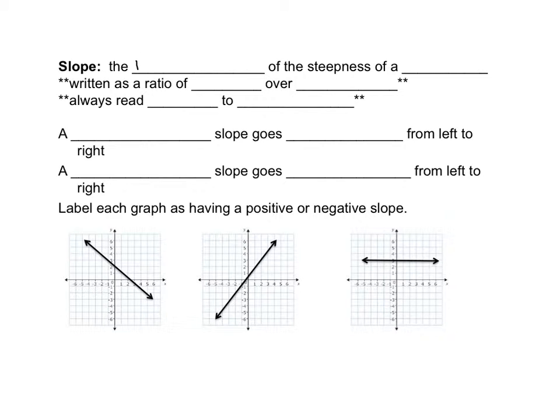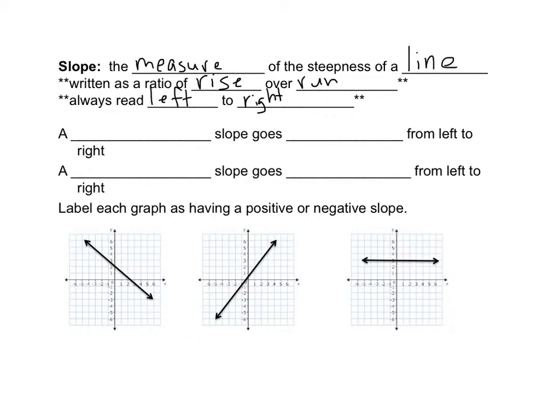Slope is the measure of the steepness of a line. All right, a couple things to note about slope is that it's always written as a ratio of what we call rise over run. And it's always read from left to right.